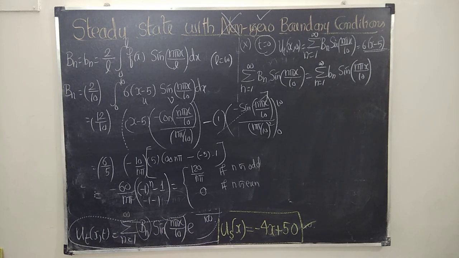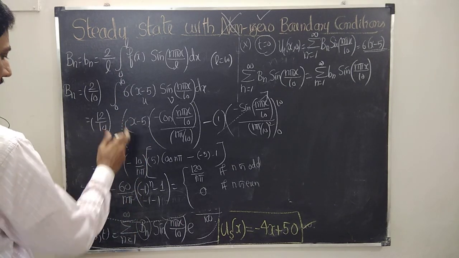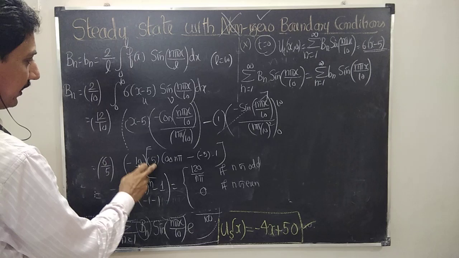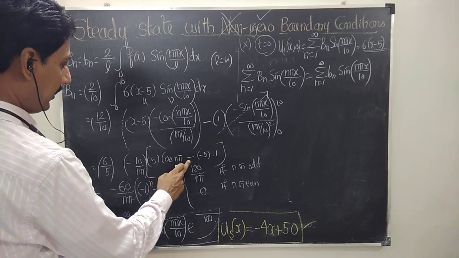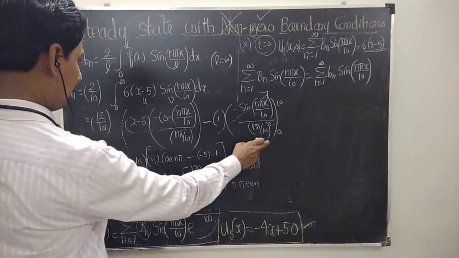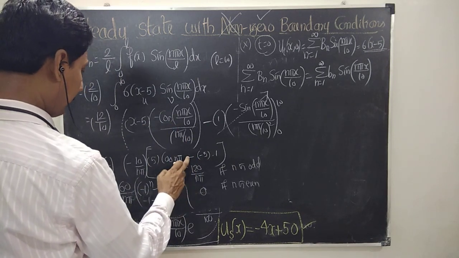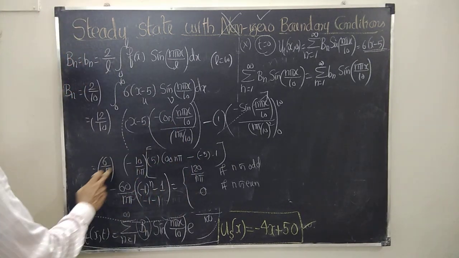Can you check the answer? Minus is taken already outside here, minus 10 by n pi. So 10 minus 5 is 5 cos n pi. Minus is the lower limit, by putting x equal to 0, 0 minus 5 is minus 5, cos 0 is 1. Minus plus 5, 5 taken outside, minus 50. This can cancel by 10 times.